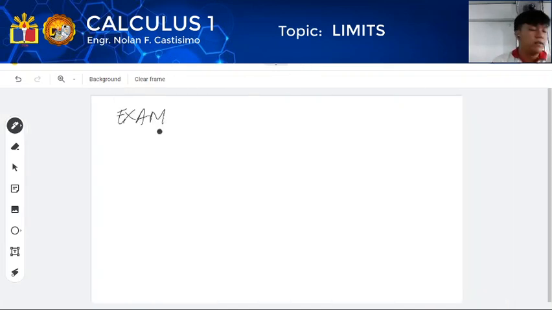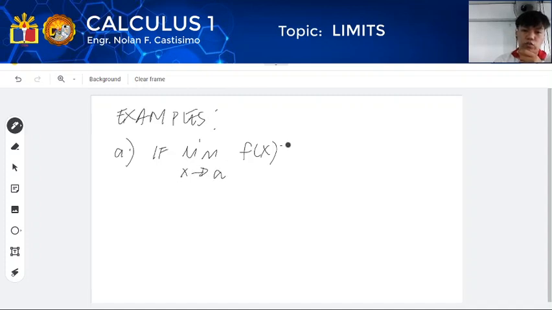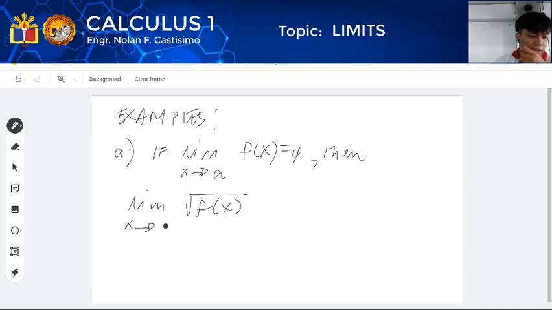Okay, so patapos na tayo guys sa module 2. So, last theorem natin to. Example letter A. We have if the limit of f of x as x approaches a is equivalent to 4. Then, our equation to solve, the limit of square root of f of x as x approaches a.